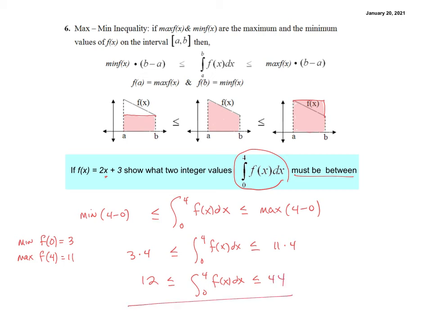So I know that the integral value has to be somewhere between 12 and 44. I will tell you right now, the mistake most students make on a test with this is they simply write down the minimum value, 3 here, and the maximum, 11 here, and they forget to multiply it by b minus a. So don't you be one of those.